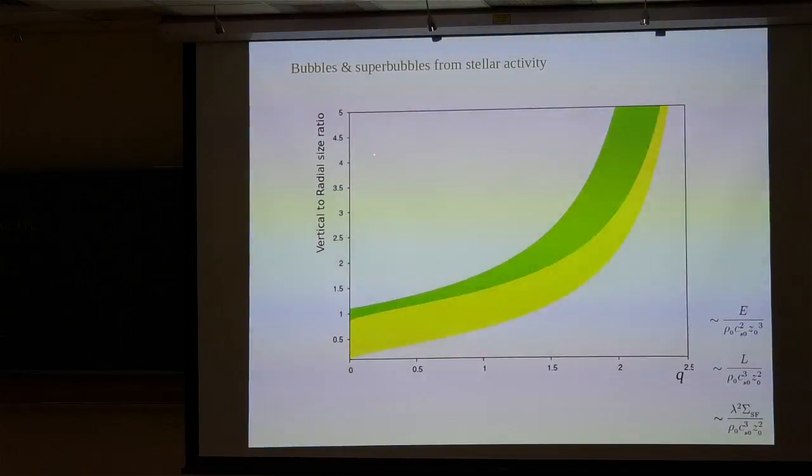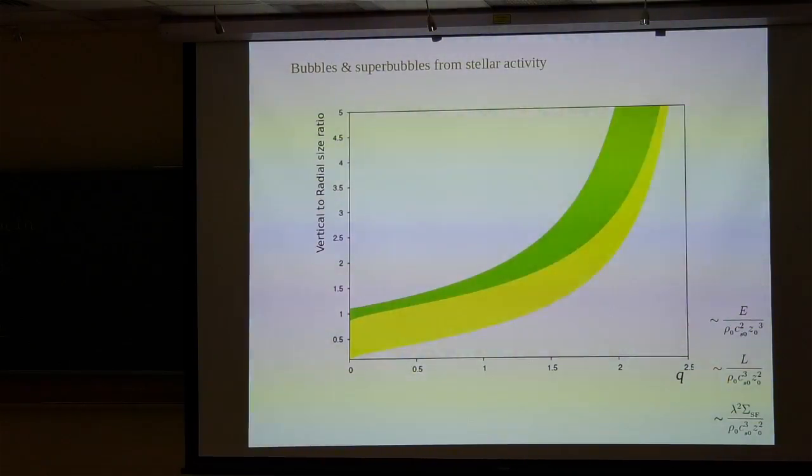Now, what I want to speak about in this talk mostly is related to the dependence of the morphology of superbubbles growing under supernova activity. Morphology, I mean the simple ratio of vertical to radial size. This Q is the so-called porosity factor, the factor which describes how efficient the overlapping of supernova remnants is. If the supernova remnants are identical, the porosity is zero.